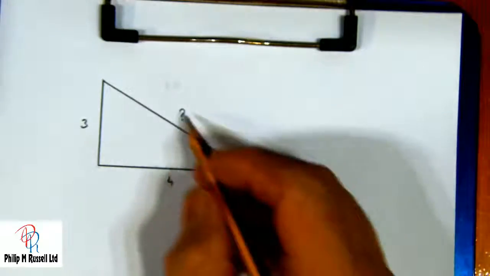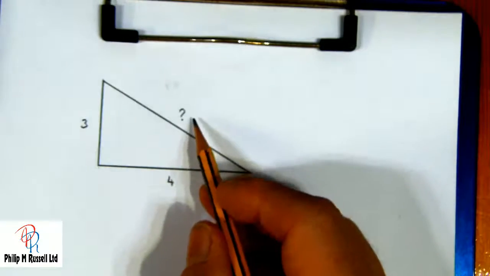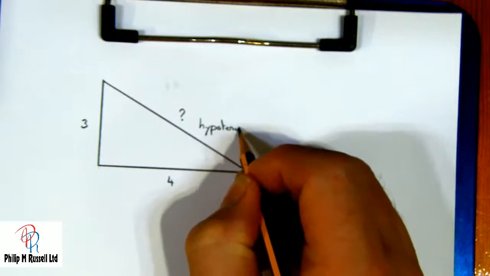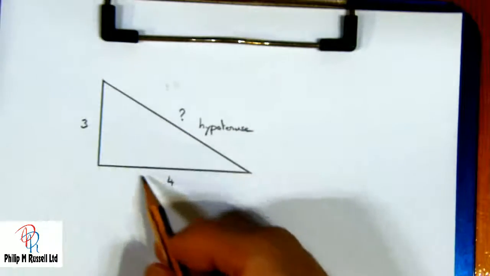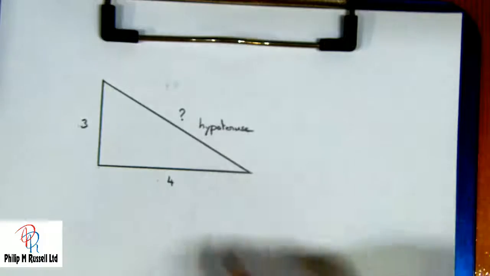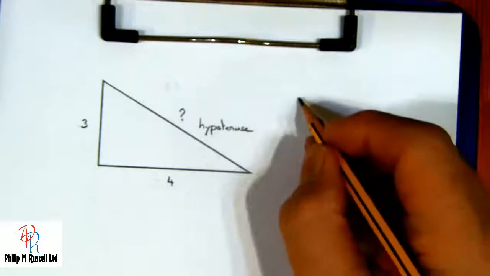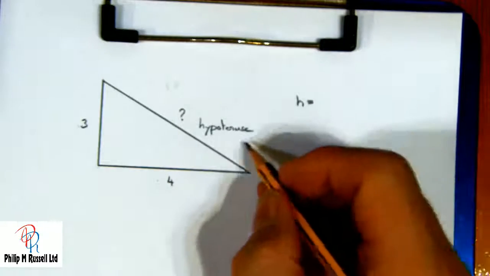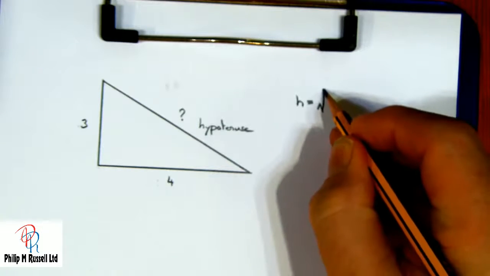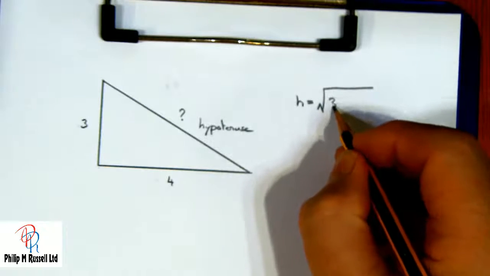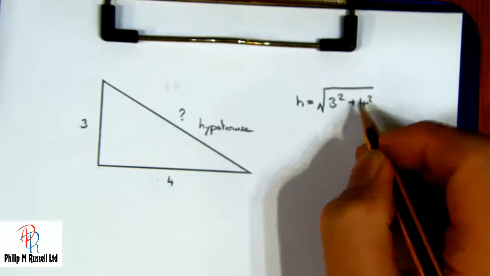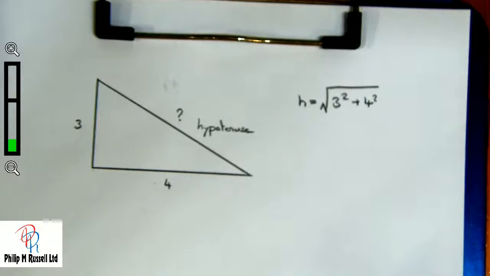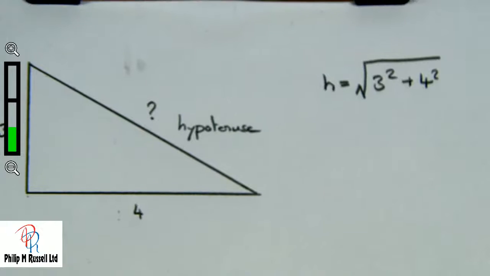The relationship for Pythagoras is the square on the hypotenuse, this side, is equal to the sum of the two squares on the opposite sides. So if I want to work out the hypotenuse, h, that is going to be equal to the square root of 3 squared plus 4 squared. Let's just zoom in a little bit. There we are. Probably a bit easier to see.